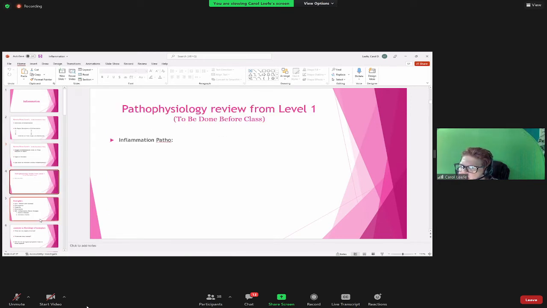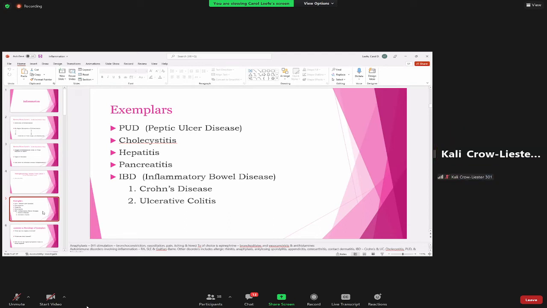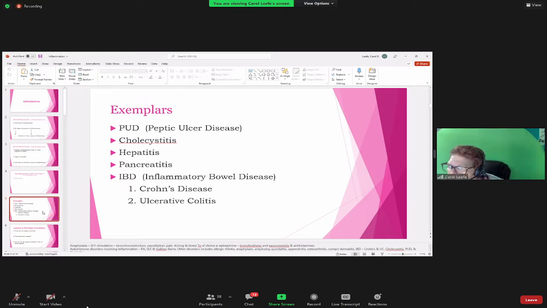Okay, so we basically went over the exemplars. All right, so what you need to know is how these are going to interrelate. What do they have in common? Inflammation. What else?